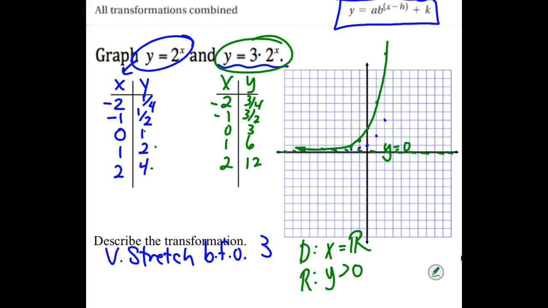All right, talk at your tables about the next one. What kind of transformations are we going to see?